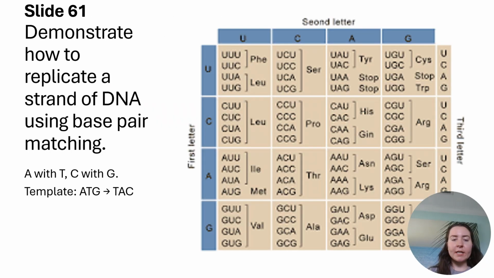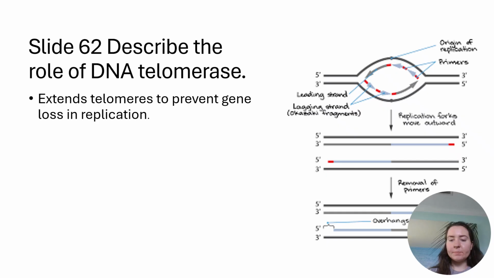61. Demonstrate how to replicate a strand of DNA using base pair matching. A with T, T with A, template ATG equals TAC. You can see all the letter combinations over here.